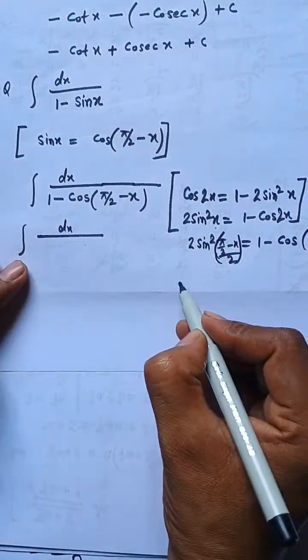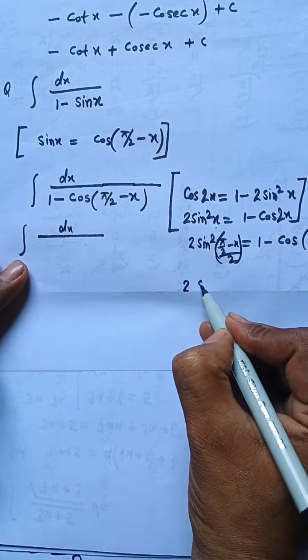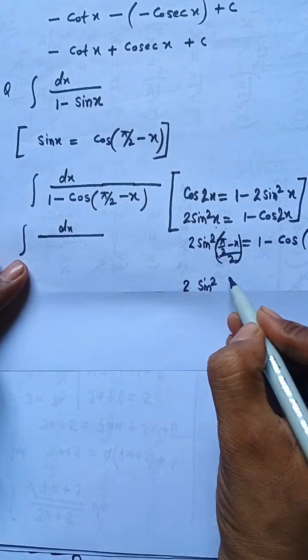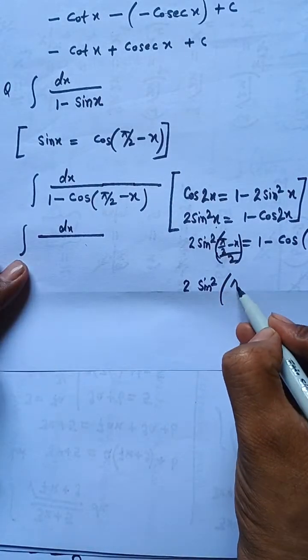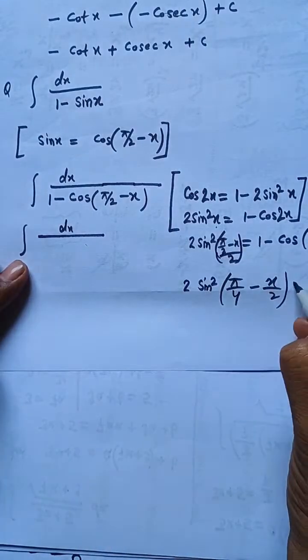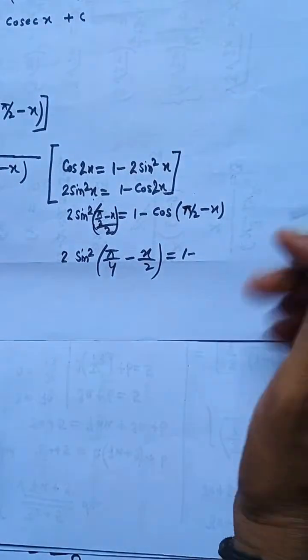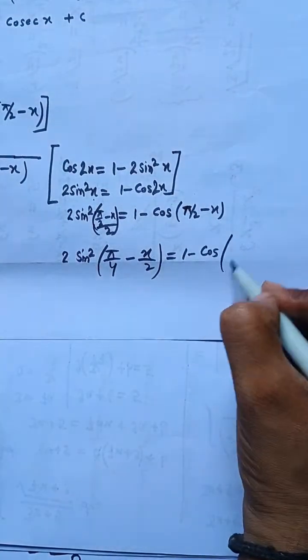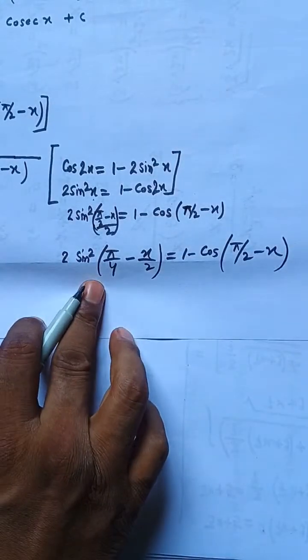So this will be 2 sine square (pi by 2 divided by 2 is pi by 4), so pi by 4 minus x by 2, and here we have 1 minus cos pi by 2 minus x. I can use this one here.